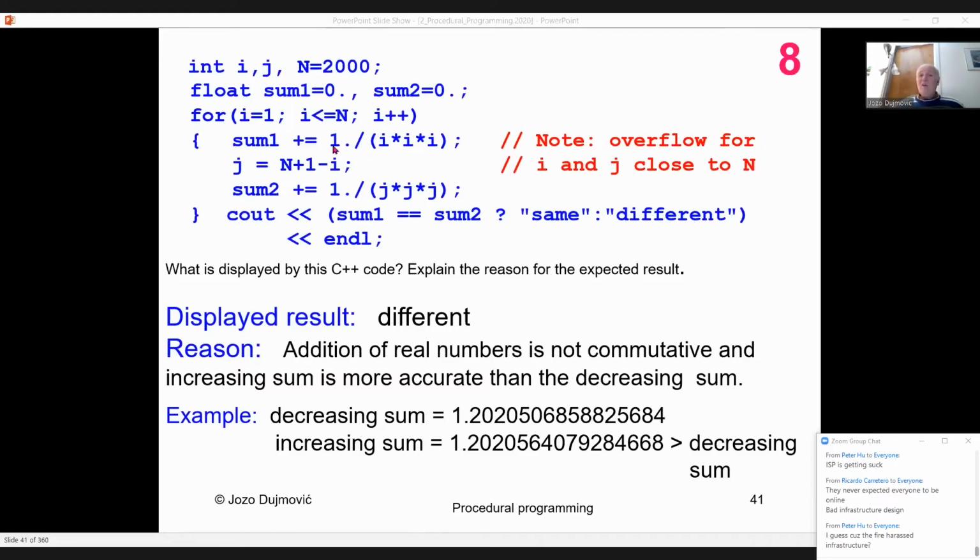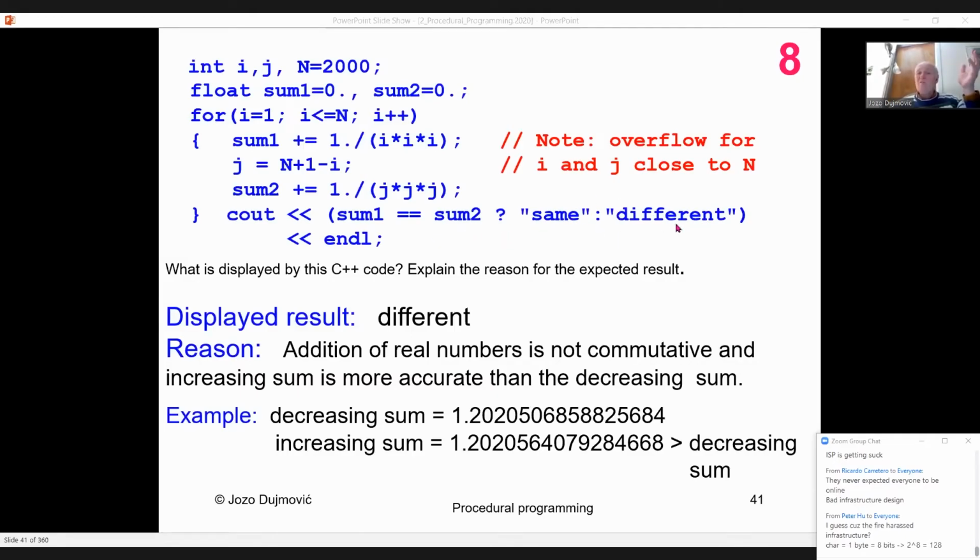Then here is the story: what is going to be printed, same or different, if I'm adding 1 divided by i to the 3rd degree? This is a quickly decreasing series of numbers. It is not like the case of harmonic means, but it is very similar. Now I put here i to the 3rd degree. If I am adding this in increasing and decreasing order, these are going to be two completely different numbers. And if I ask whether they are the same or different, the answer will be different.